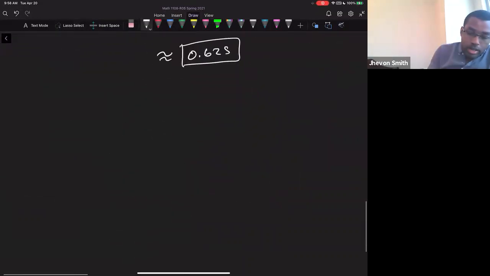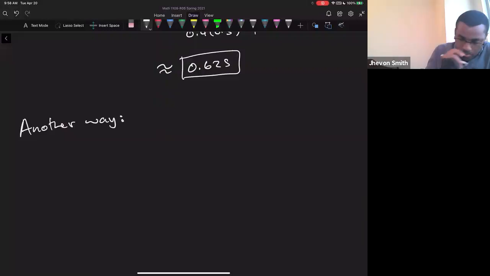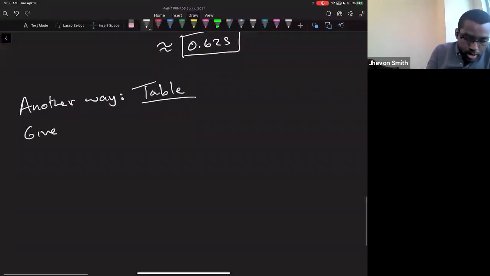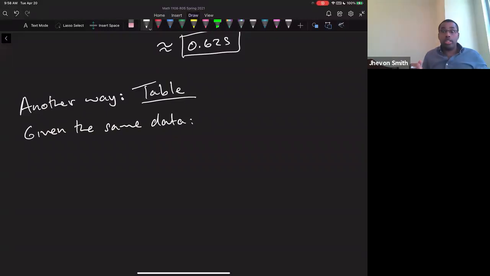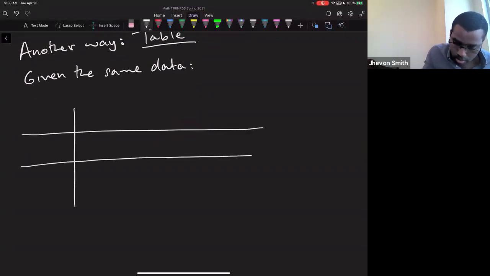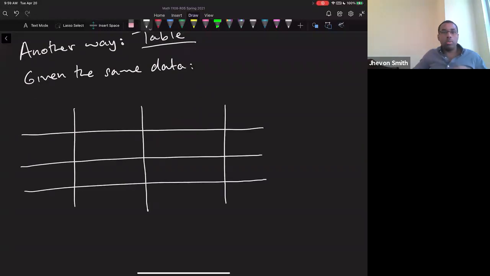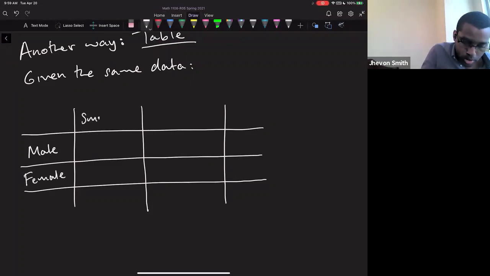All right, let's look at another way, because I told you could do it a couple ways. Given the same data, we can actually construct a table. So let's actually do that. And again, we're going to break things up the way we're told. So we can do male and female, and we can do smoker and non-smoker.